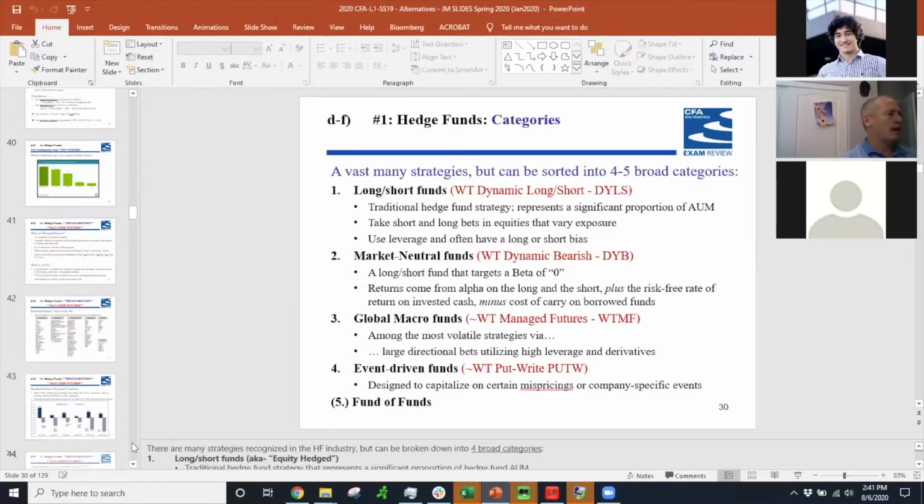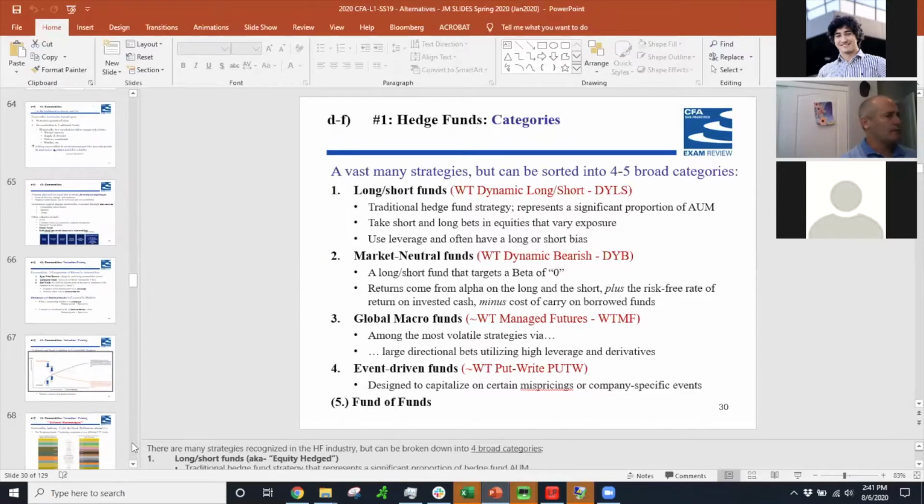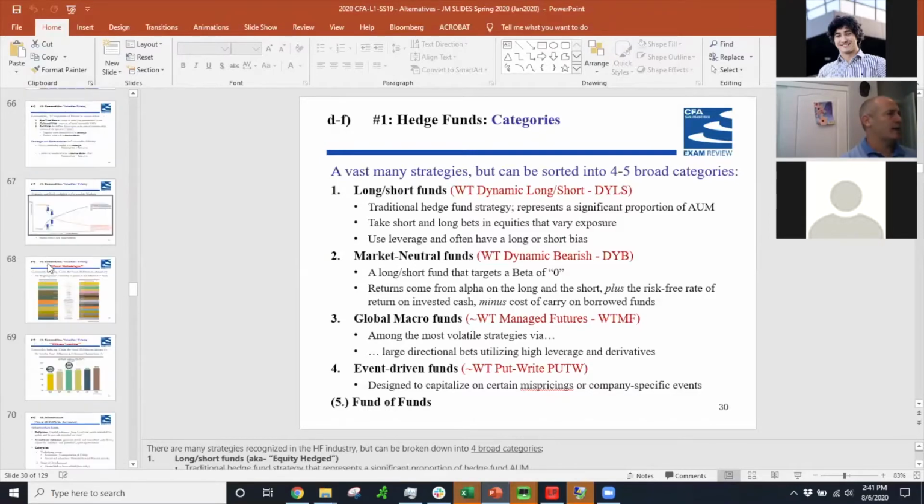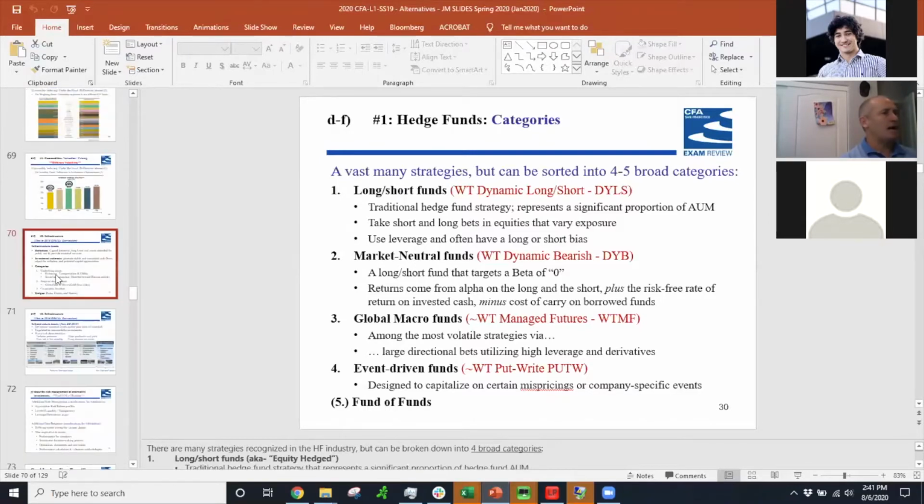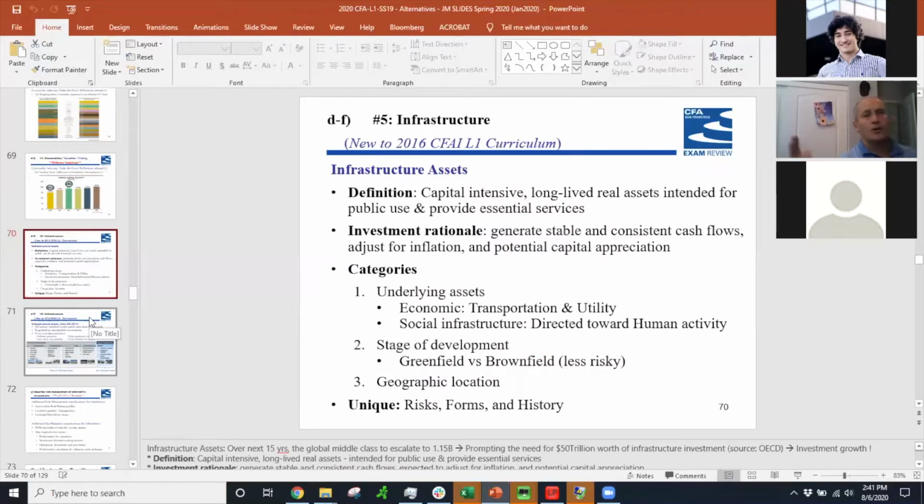We reviewed some macro funds, but we left off at infrastructure. And just to kind of button this up, infrastructure are usually long-term capital-intensive investments.